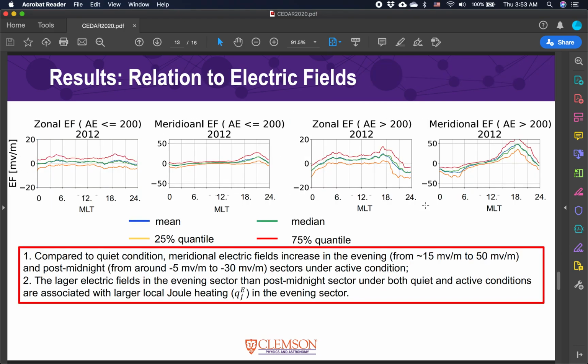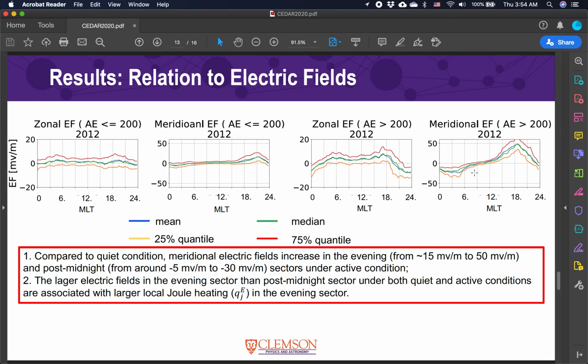At last, let's see the relation to electric fields. As we have already seen in the case study, the total Joule heating enhancement is mainly related to the meridional electric field and neutral winds. So we will only look at the meridional electric field. Under quiet condition, we see that during most of the time, the electric field is very weak, and only in the evening sector we see some enhancement of the meridional electric field. This might correspond to the enhancement of Joule heating in the evening sector under quiet conditions.